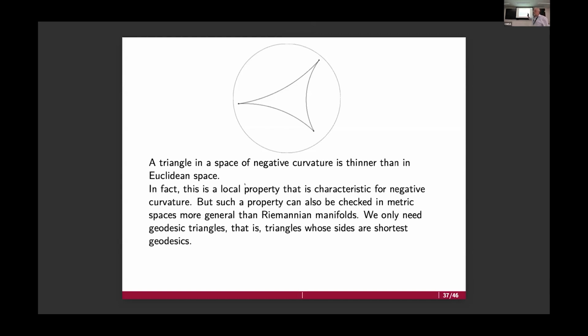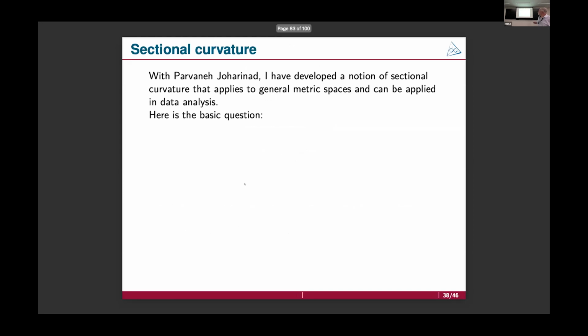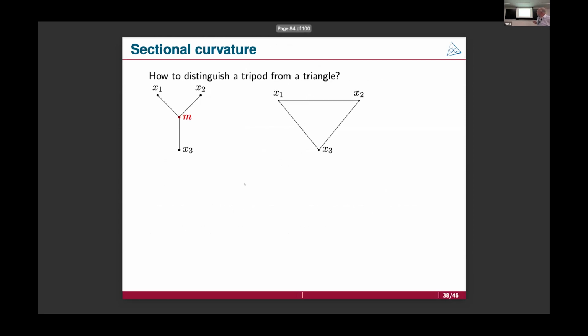Then you can connect points by shortest geodesics, which we cannot in our discrete metric space. But if you could, then you can still speak about geodesic triangles. So now we have developed a notion of curvature even for the discrete spaces, and here's a basic question: how to distinguish a tripod from a triangle? Sounds naive, simple. The tripod, as I said, is the extreme case of the most negative curvature, and the triangle is suggestive locally of positive curvature.